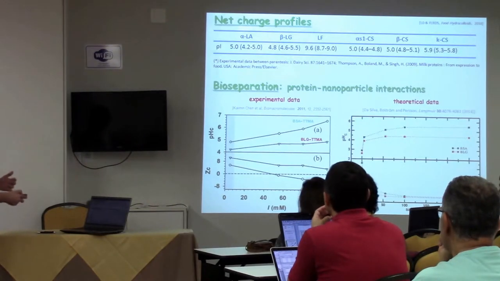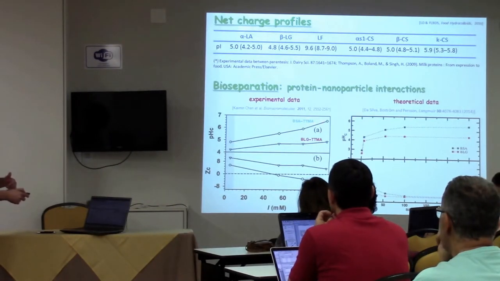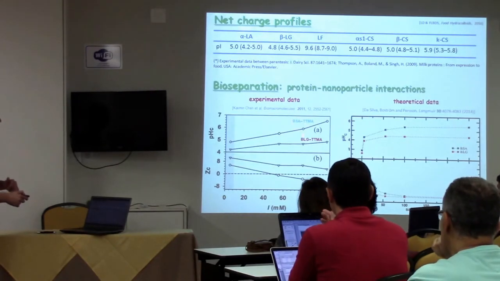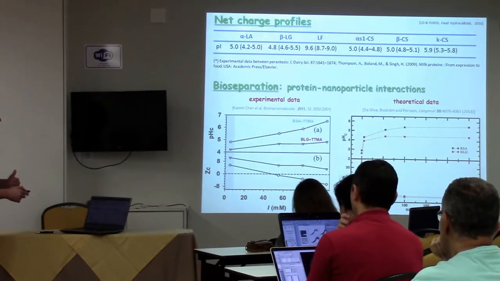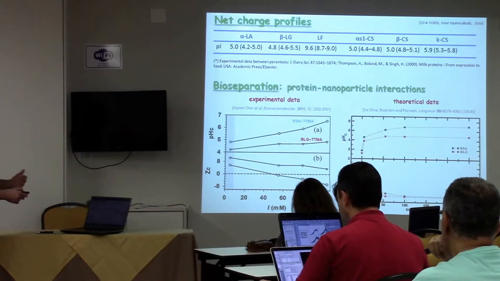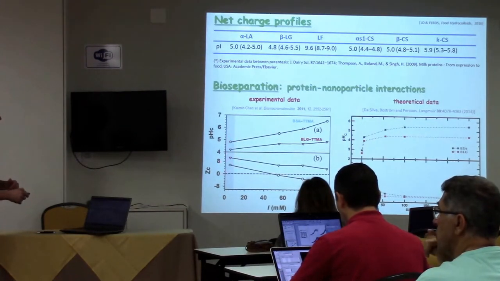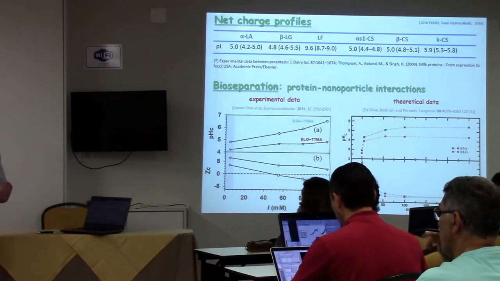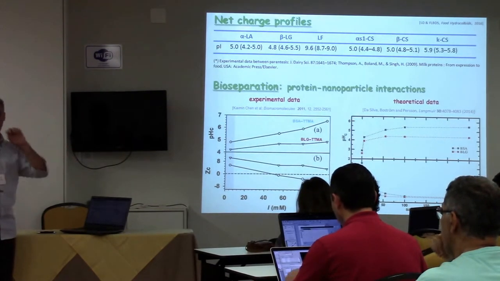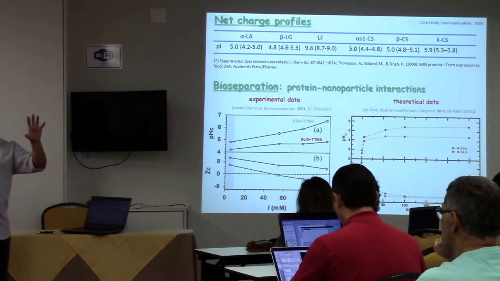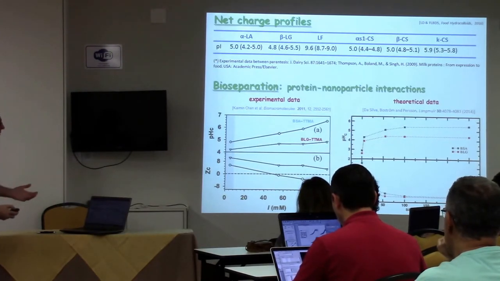In this experimental paper, they used TTMA as the chemical, and they can see the complexation of BSA, bovine serum albumin, and beta-lactalbumin, a whey protein, and they observe that it happens at a pH where the protein has positive charge and the nanoparticle is also positively charged. So again, you have the same kind of system, a positive object interacting with a positive object. And doing our simulations, we can come up with very similar numbers.